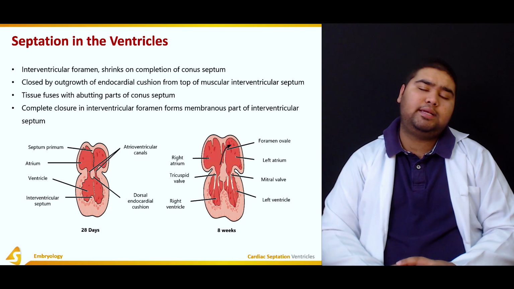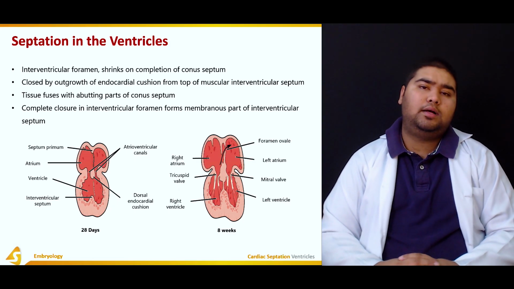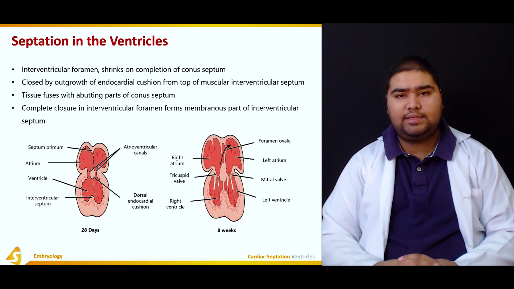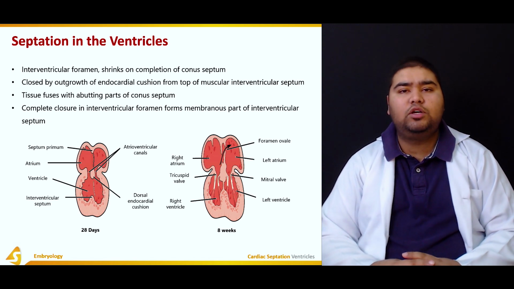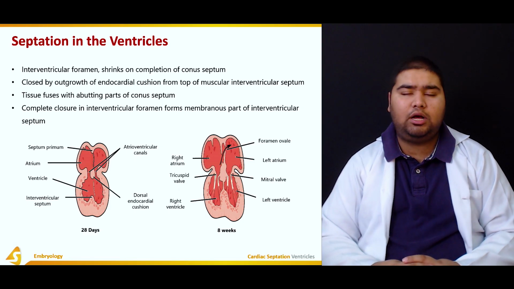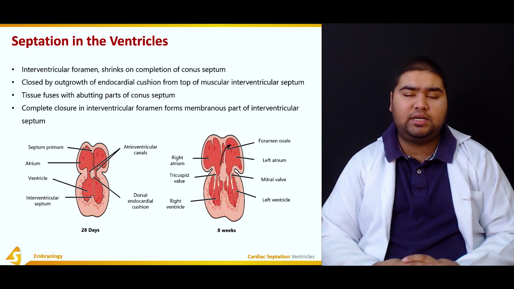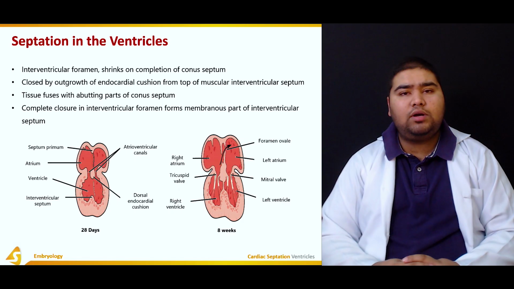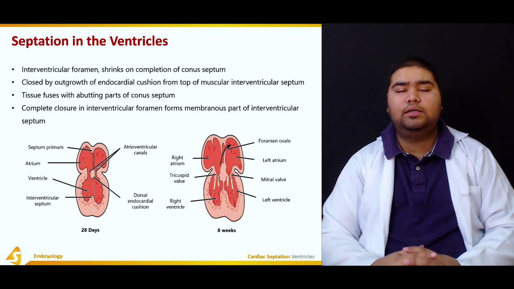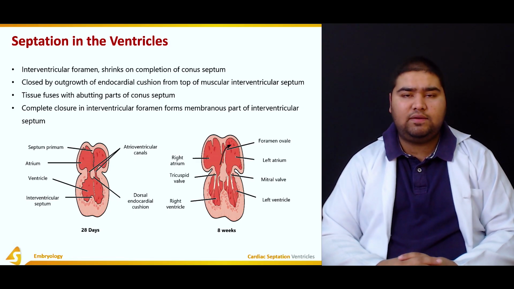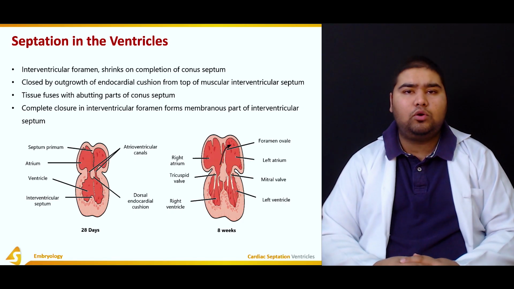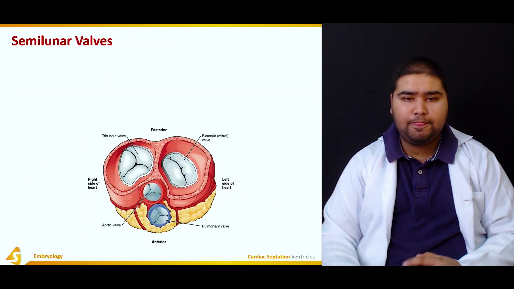So the interventricular septum has two parts, a muscular part and a membranous part. The muscular part is formed by the medial walls of the growing ventricles. However, the membranous part is formed by the endocardial cushion at the tip of the muscular part, which tends to close the interventricular foramen by uniting or abutting with the conus septum.